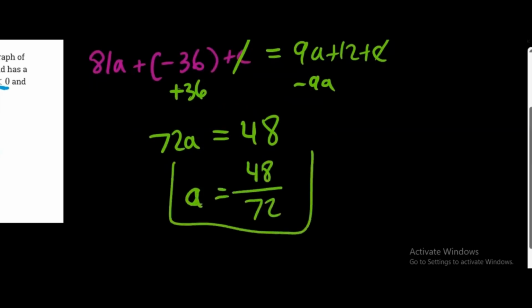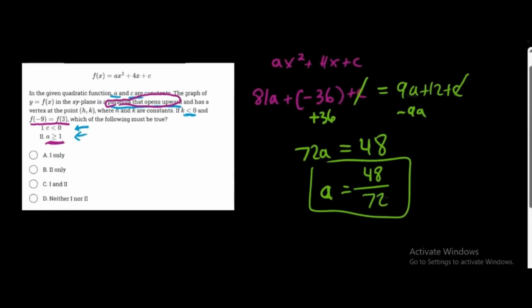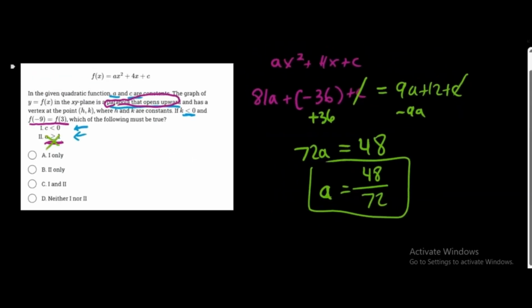over 72. So therefore, we can actually eliminate that second clause because that is not true. A does not have to be equal to or greater than 1. We just proved here that the A value is a decimal value. It's positive. It's under 1, but it's still positive. So now what we need to do is prove the first clause, right? So is this first clause true?